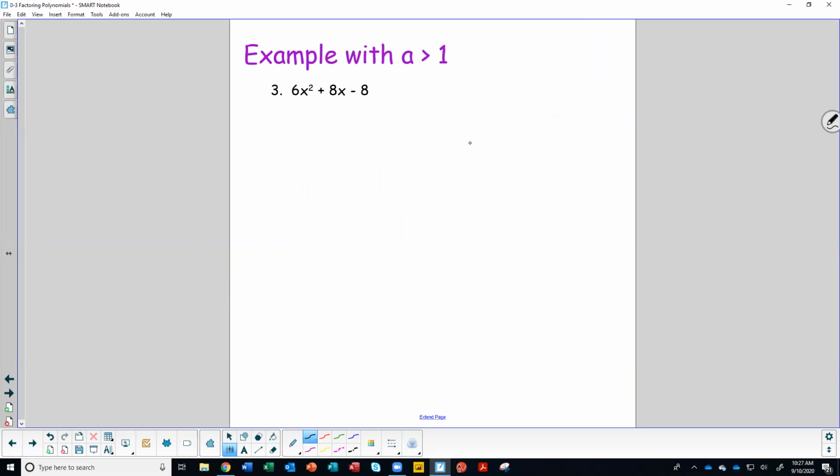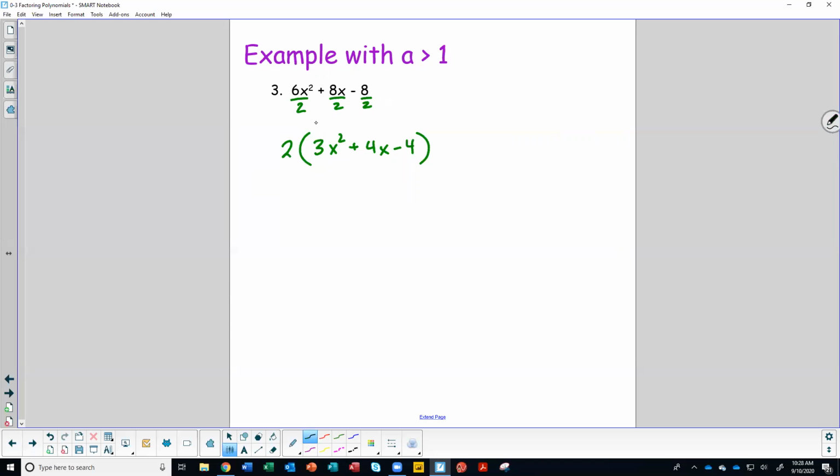Now let's try one more here. I look and I see there's something that's shared all the way across. It's a GCF. So I'm going to take out the GCF. The largest number that goes into all 3 terms is 2. So whenever you take a GCF, that goes in front in a parentheses. So 6 divided by 2 is 3. 8 divided by 2 is 4. 8 divided by 2 is 4 as well. It's negative, so it'll be a negative 4.